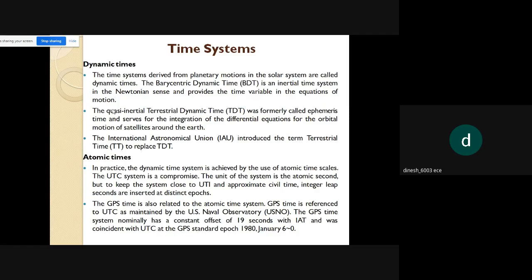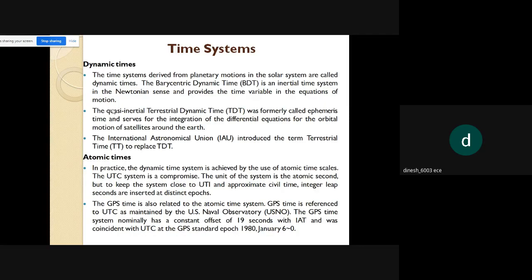And the third one is from the International Astronomical Union, IAU, which introduced the term TT to replace terrestrial dynamic time. The terrestrial time is given by the International Astronomical Union. So instead of TDT, they introduced this terrestrial time. It's just the renaming of that.